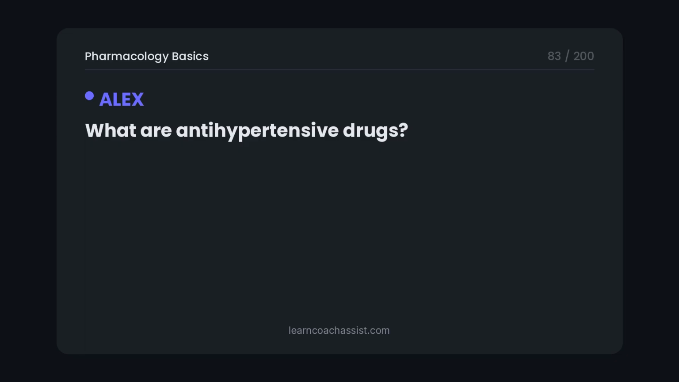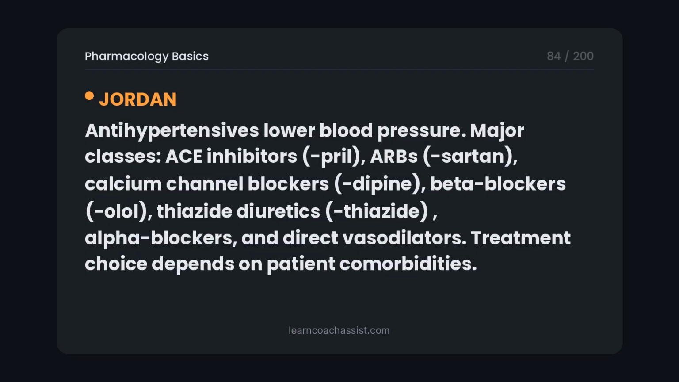What are antihypertensive drugs? Antihypertensives lower blood pressure. Major classes: ACE inhibitors, -pril; ARBs, -sartan; calcium channel blockers, -dipine; beta blockers, -olol; thiazide diuretics, -thiazide; alpha blockers; and direct vasodilators. Treatment choice depends on patient comorbidities.